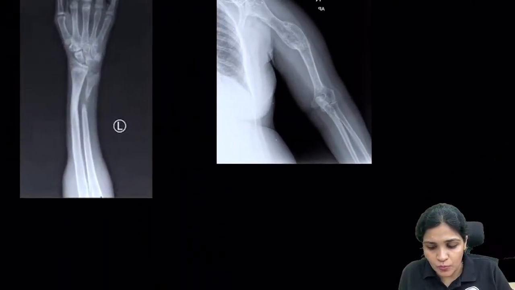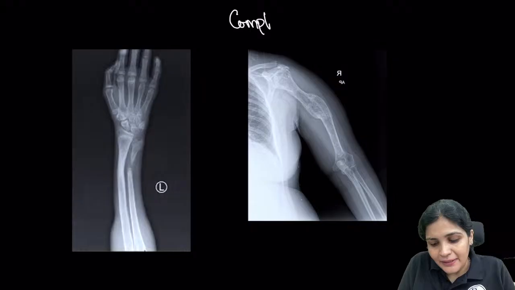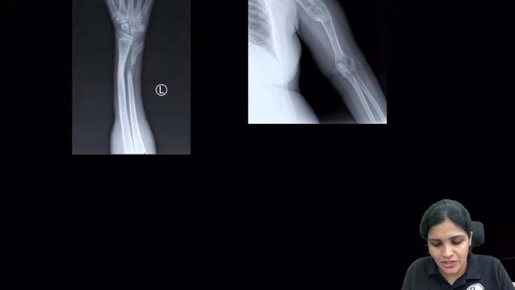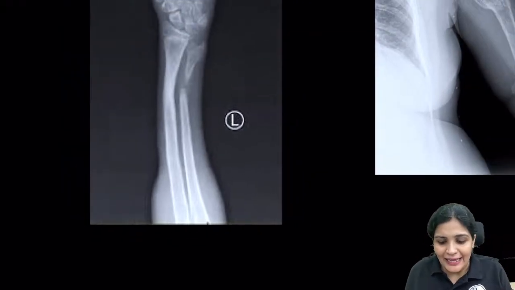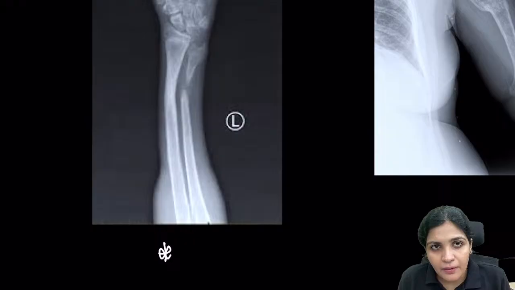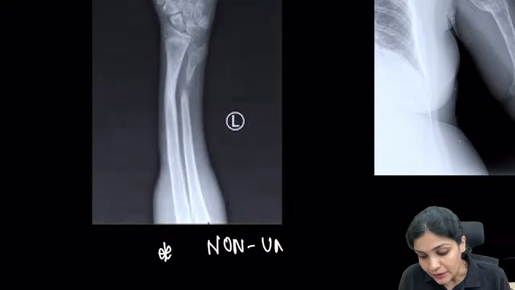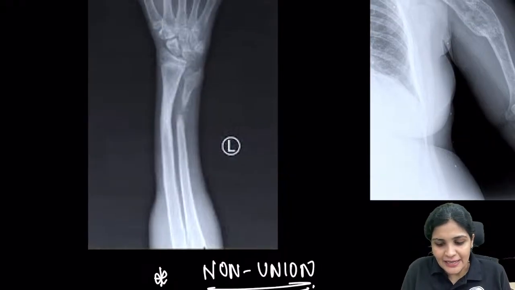Now what are these two? These are complications of the fracture. What is the first one? There has been a fracture, but the ends are not fused. What is this called? Non-union. There is no union, right? You can see there is a gap here.